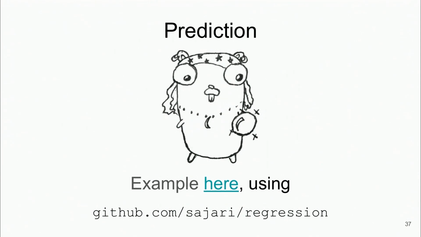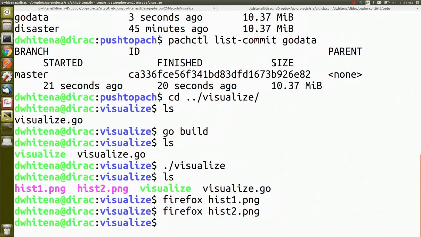OK, so we've done our data gathering, we've done our organizing, we've maintained integrity of our data in pachyderm, we've made some plots. Now let's actually try to do some prediction. And the prediction that we're going to try to make is how many Go repositories are going to be created at some future date of interest. Okay? To do that, we're going to use this Sajari regression package. But before we do that, let's just try to get a sense of how the number of Go repositories created daily has increased over time. So let's create a plot that will show us that.